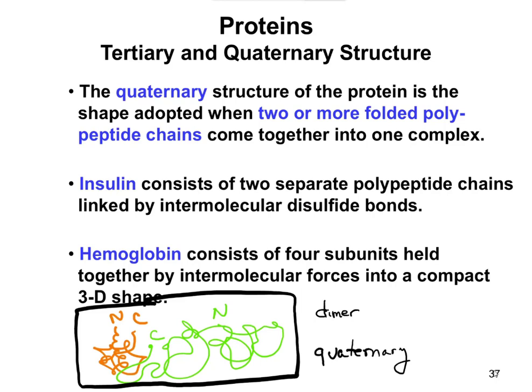A couple of common proteins that you may have heard of that have a specific quaternary structure are insulin and hemoglobin. Insulin is two separate polypeptide chains that are held together by disulfide bonds. Again, disulfide bonds meaning cysteine residues. And hemoglobin is the protein that carries oxygen through our body. It's actually a tetramer in that it has four subunits held together. So again, a lot of proteins have these various tertiary and quaternary structures.